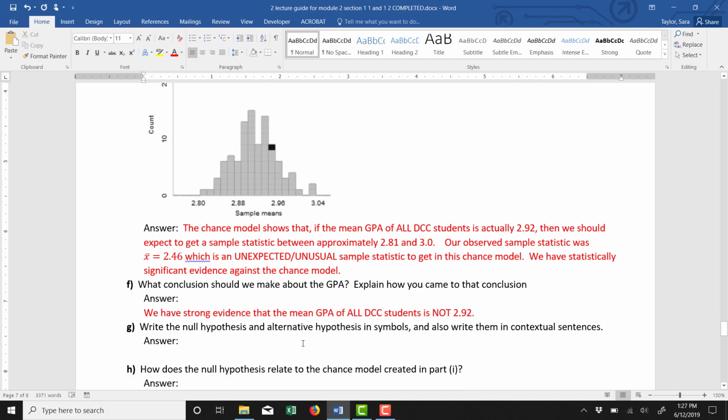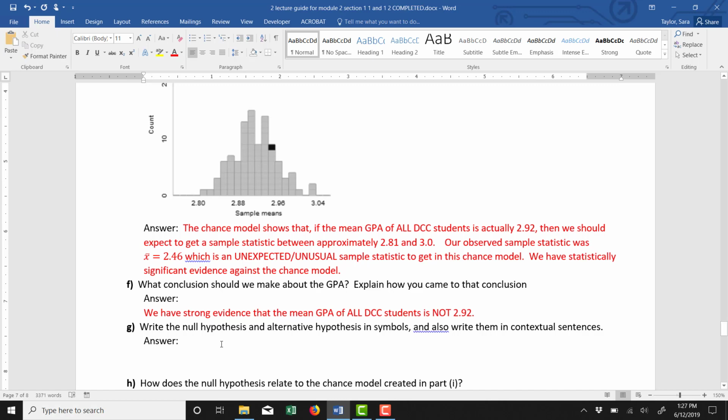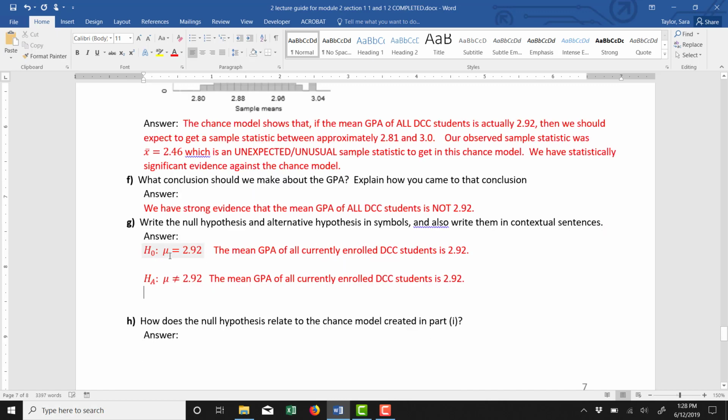Right, then it asks us to just write that out with the proper symbols and notation, the null and alternative hypothesis. So in notation, the null hypothesis is written this way, capital H sub 0 colon mu equals 2.92, read as the null hypothesis is as follows, mu equals 2.92. That's saying the mean GPA of all currently enrolled DCC students is 2.92. Alternatively, our alternative hypothesis in symbols is capital H sub A colon mu not equal to 2.92, meaning the mean GPA of all currently enrolled DCC students is not 2.92.